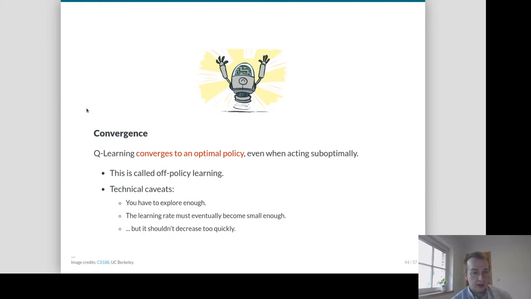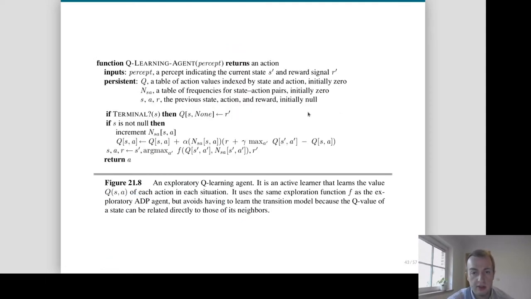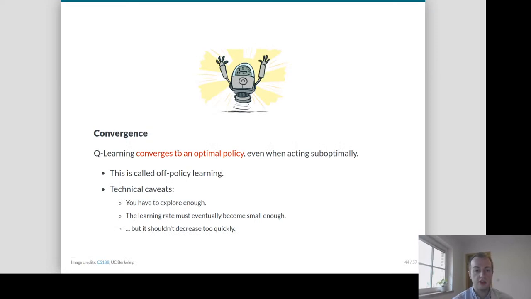Because indeed, in terms of convergence, we can formally prove, but we will not do it within the scope of this course, that Q-learning converges to an optimal policy, even when acting suboptimally. By that I mean that this agent may not be optimal, because it would follow this exploration function, which at times would just do random actions, for example. And that would be suboptimal by definition. But even if that's true, we can show that Q-learning will converge to the optimal policy in any case.